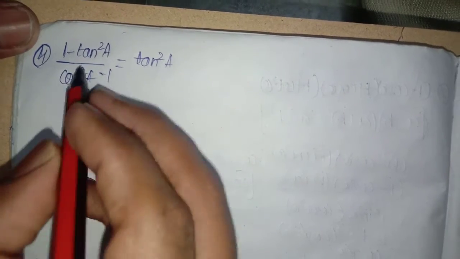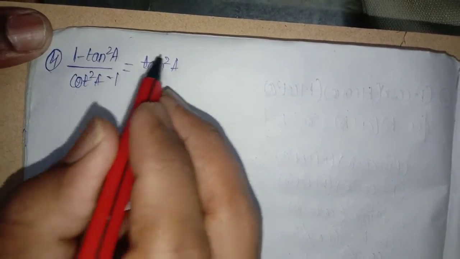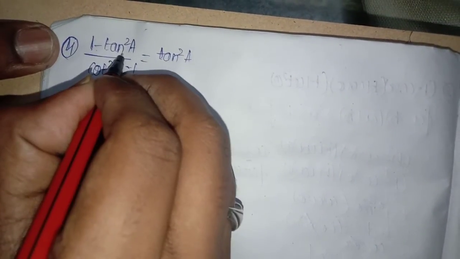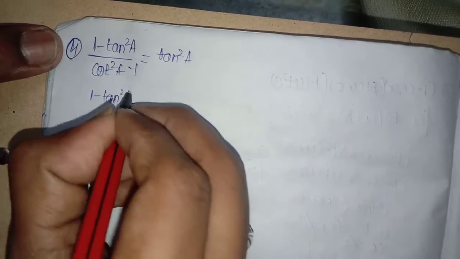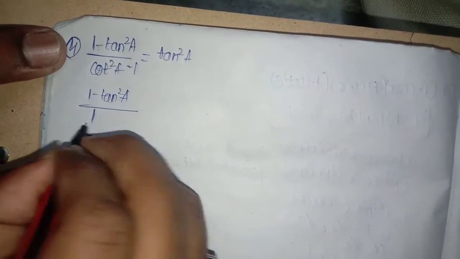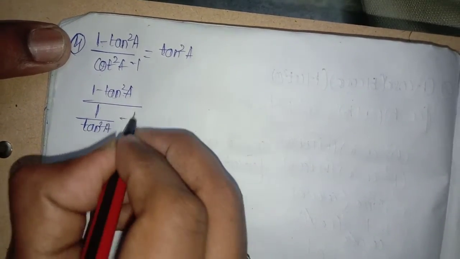Next, fourth problem. The question is (1 minus tan square a) by (cot square a minus 1) equal to tan square a. They asked to prove. So here 1 minus tan square a is already given, so we keep it like that, 1 minus tan square a. Next, for cot square a we have to take the reciprocal. So cot square a means 1 by tan square a, minus 1.